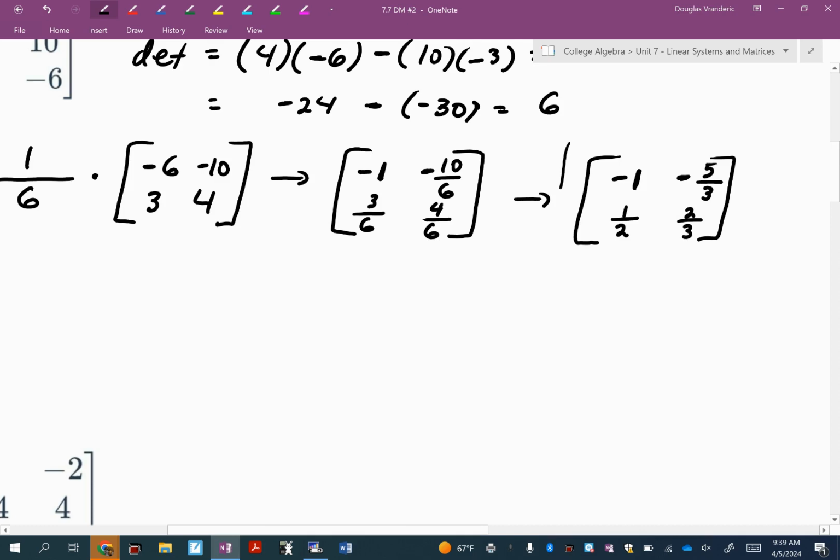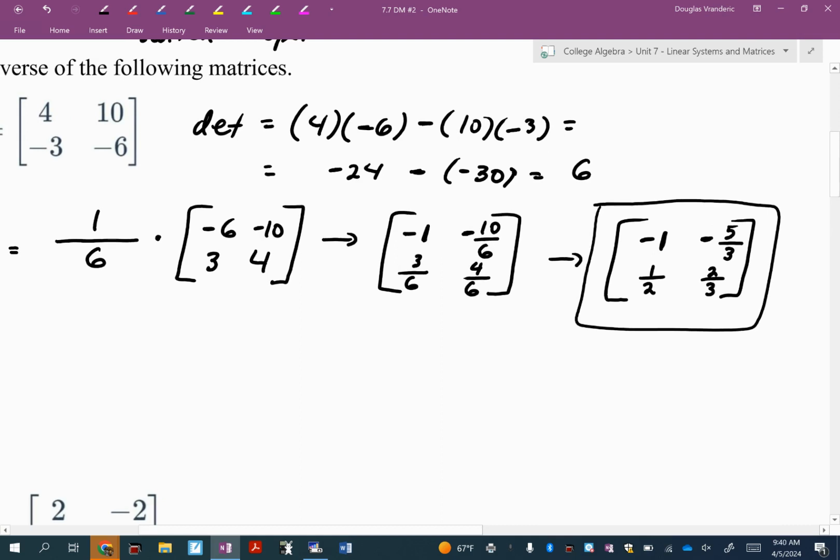Wait, how did we get those numbers again? Yeah, I got you. Okay, let me walk you through it again. It's tough. Are you good on the determinant? You're good on putting it in the denominator there? We did switch places, opposite signs. So that's set up, ready to go. Then I took these four numbers and I divided them by the determinant.